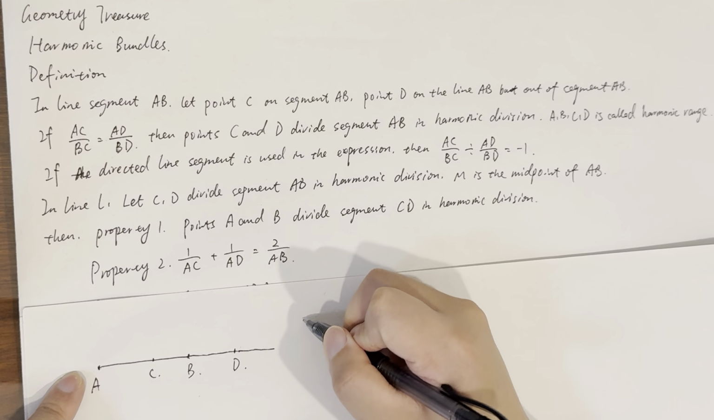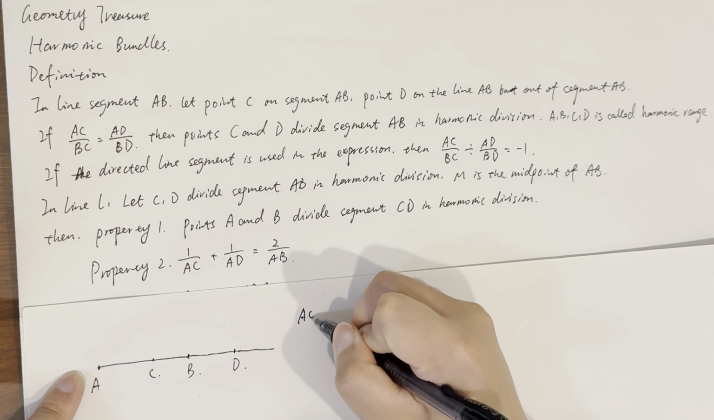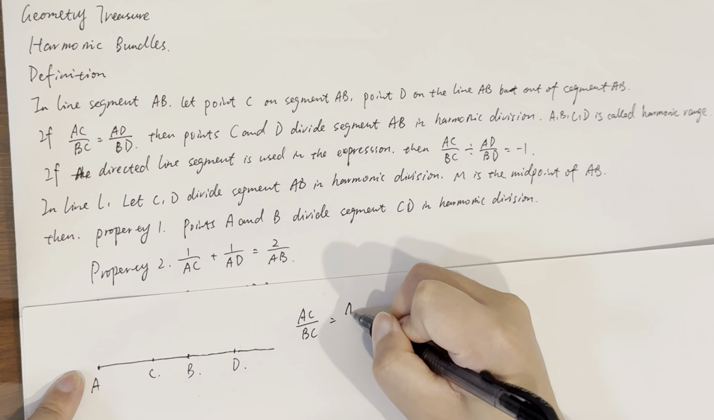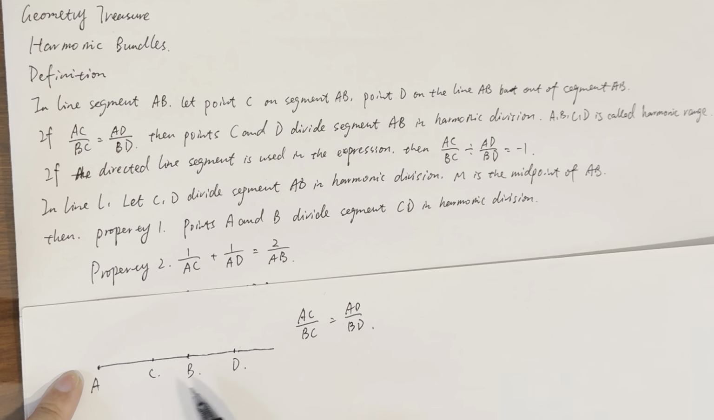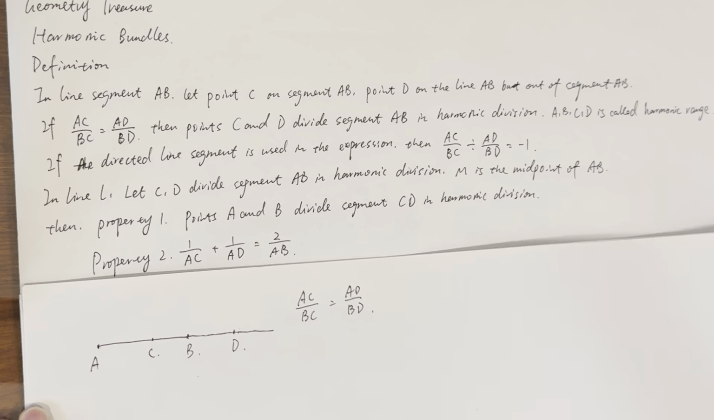So if AC to BC equals AD to BD, then points C and D divide the segment AB in harmonic division, right? And then we call ACBD a harmonic range.